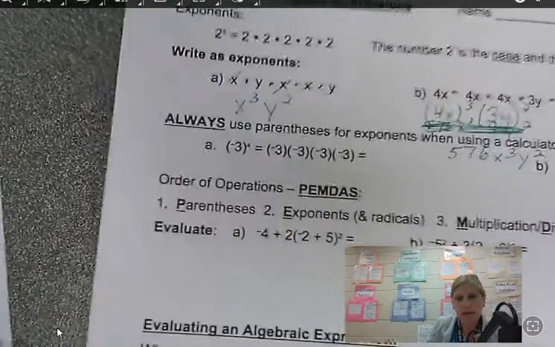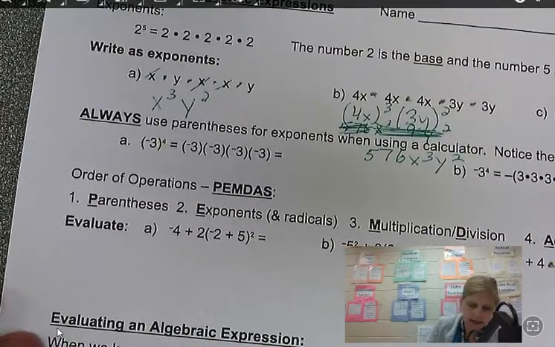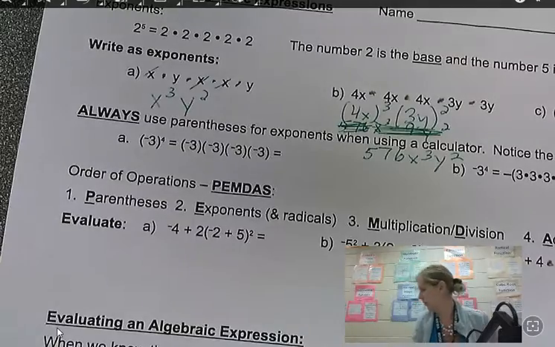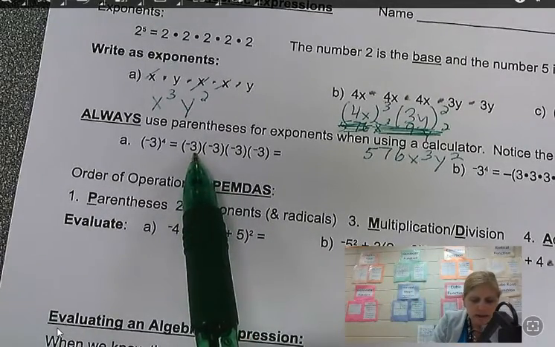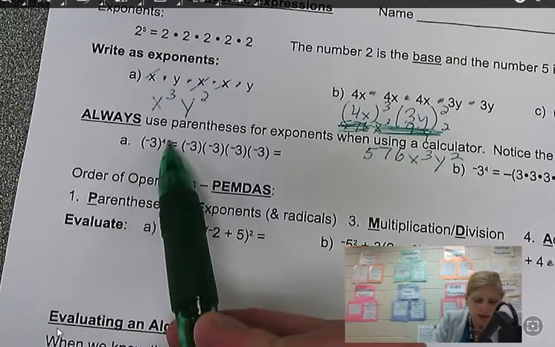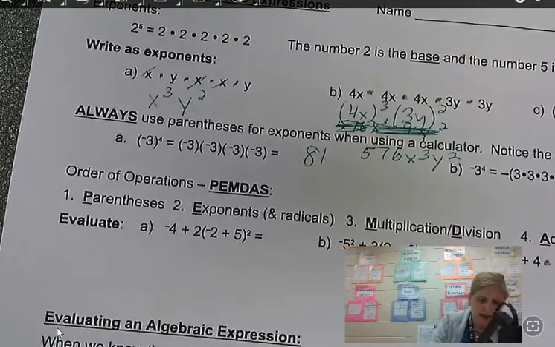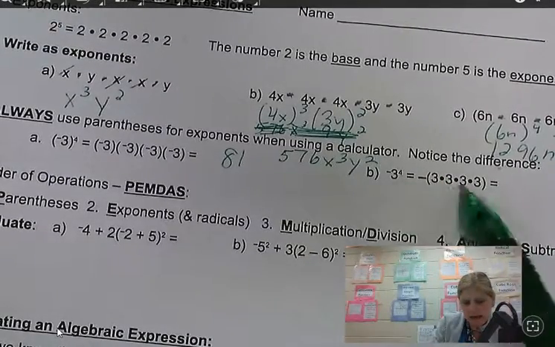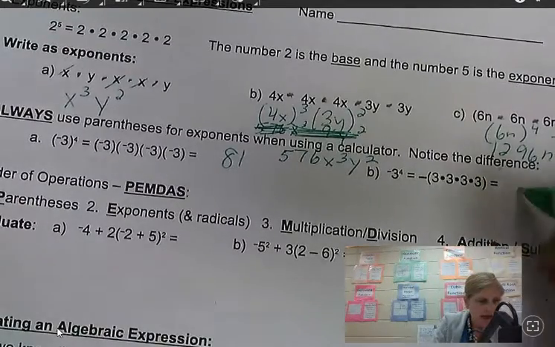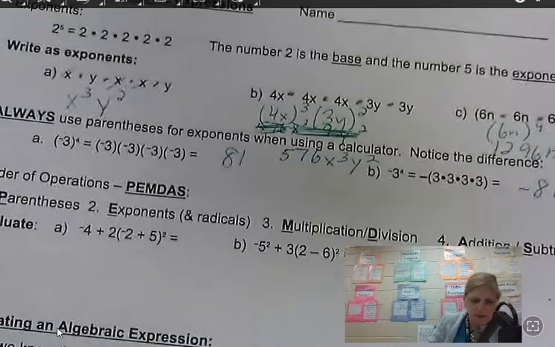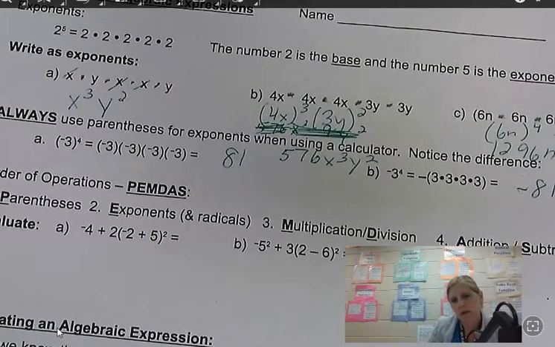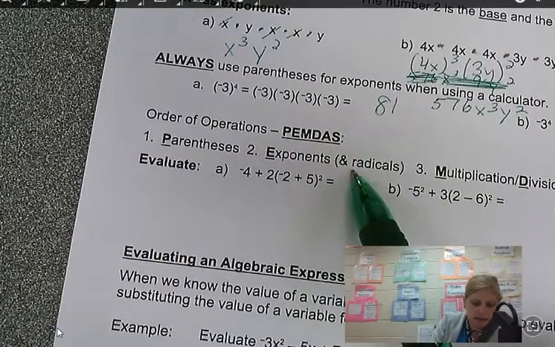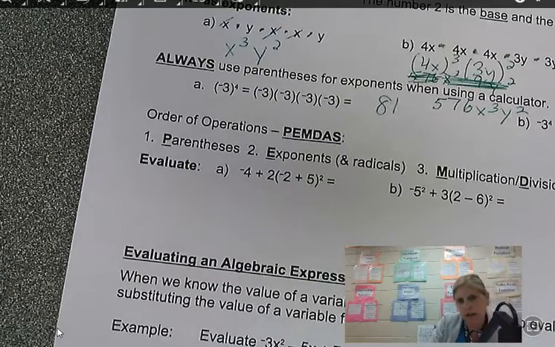Always use parentheses for exponents when using a calculator and notice the difference. So if you were to actually take your calculator, and mine is charging right now, but if I were to take the calculator and do -3 to the 4th power in parentheses, you get the answer of 81. Now, if I did this, where I had the negative outside of 3 to the 4th power, I would get -81. Your parentheses are going to make a difference. It tells the calculator what to do first. Remember our order of operations: PEMDAS, parentheses, exponents and radicals, multiplication, division, addition, and subtraction.